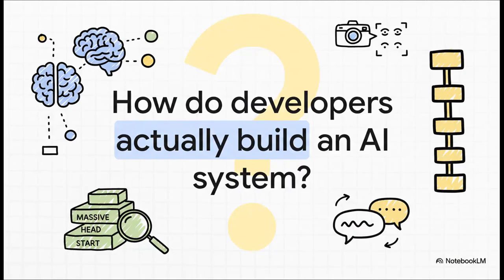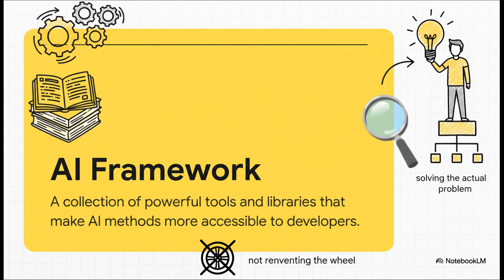So seriously, how do developers build an AI system? I mean, think about it. These things can recognize your face, translate languages on the fly. It sounds impossibly complicated, doesn't it? Well, the truth is, they get a massive head start by using something called a framework. So what on earth is an AI framework?